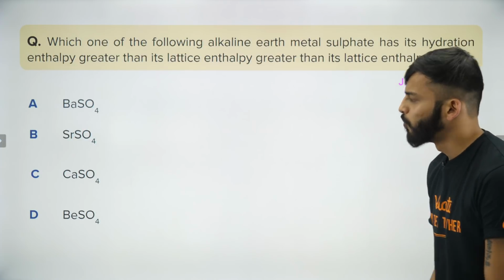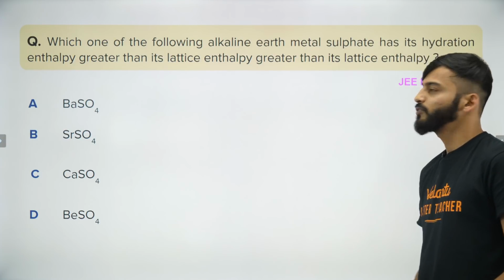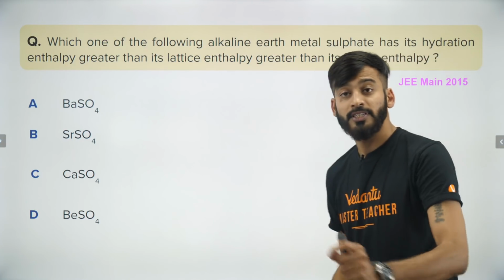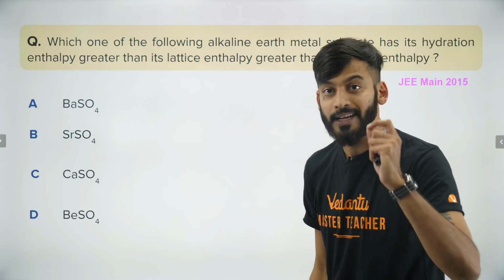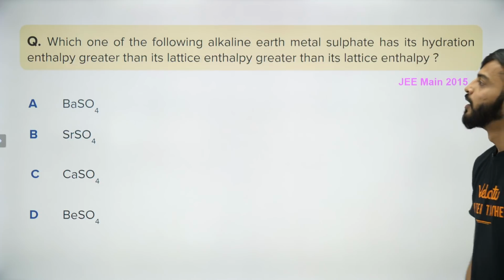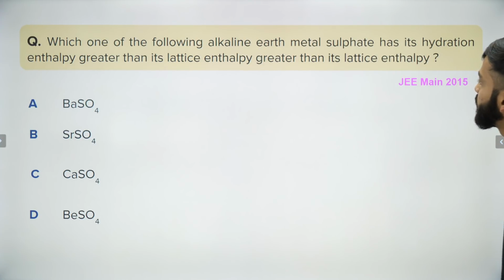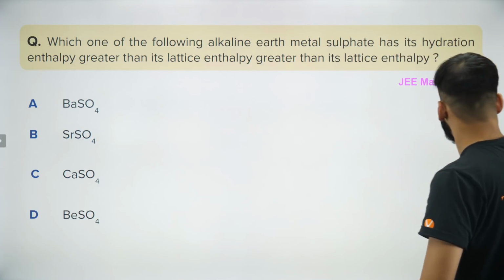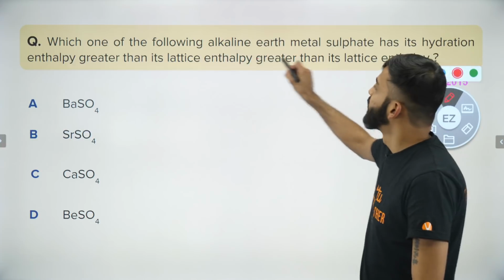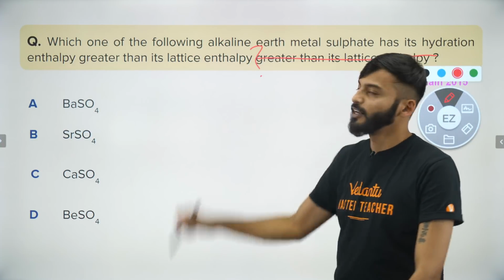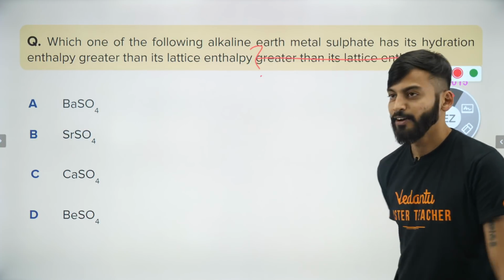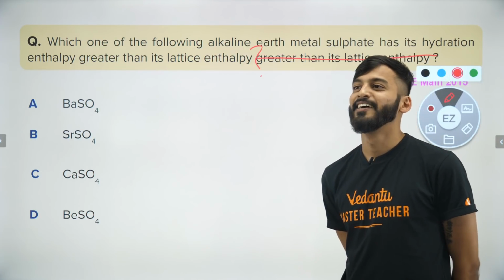I move ahead. Very heavy question. Very nice question. Which of the following, and this is an exception, so you should take care of these things. You have to remember them. I'm getting aside. Read the question. Which one of the following alkaline earth metal sulfates has its hydration enthalpy greater than its lattice enthalpy? What will be the answer? Wow, the answers are coming in. Very nice.